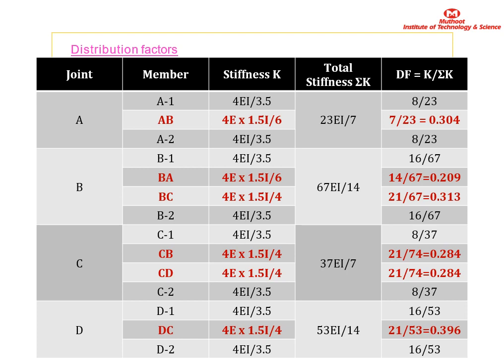Here is the calculation of distribution factors for each and every member. Actually, we require only the distribution factors for the beams, that is marked in red color. For beam AB, it is 7 by 23 or 0.304, and for beam BA, it is 0.209. For beam BC, it is 0.313. Then for beam CB and for beam CD, it will be 0.284. Then for beam DC, the distribution factor is 0.396. This distribution factor table is already discussed in problem number 2.